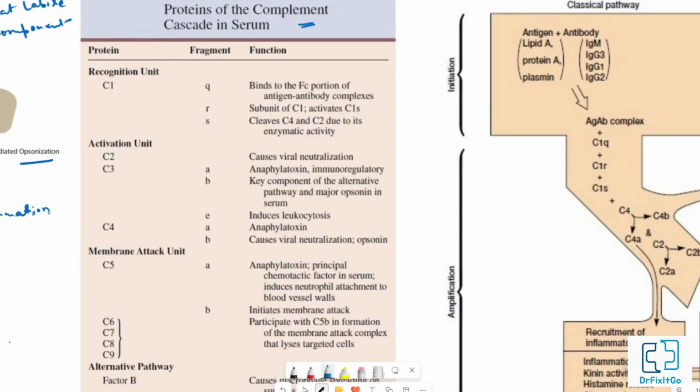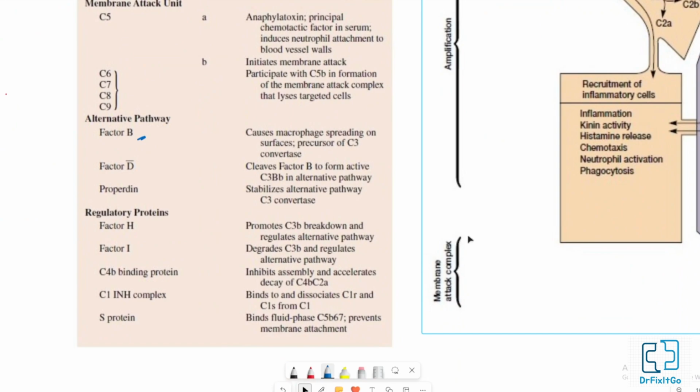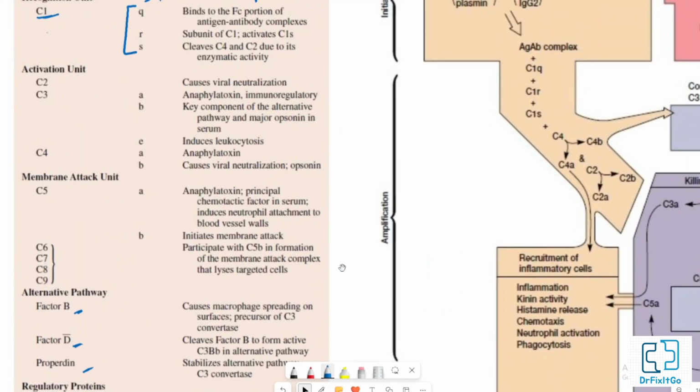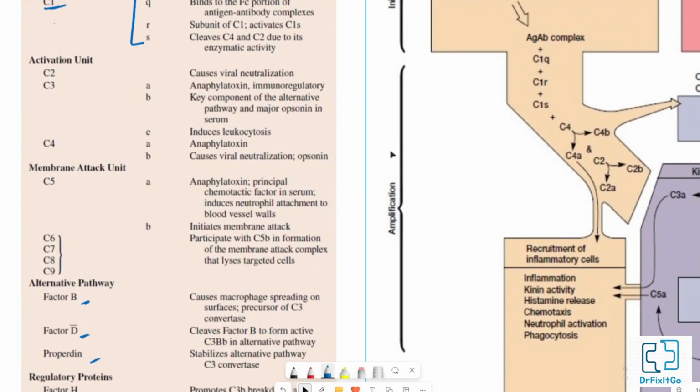The complement cascade is made up of at least 20 complement proteins designated as C1, which has 3 protein subcomponents, C1 through C9, in addition to factor B, factor D, properdin, factor H, factor I, C4b binding protein, C1 INH complex and S protein. The complement cascade is divided into units.